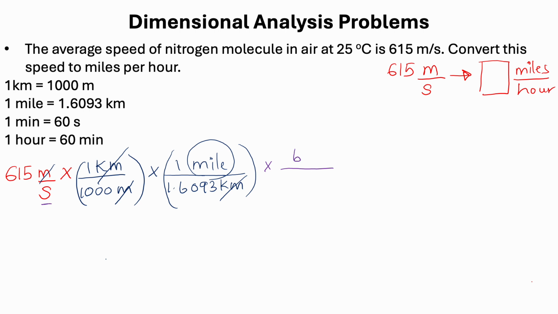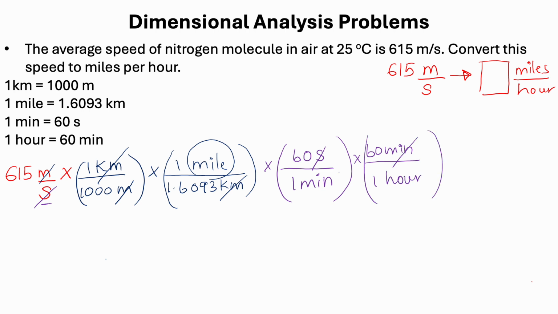Therefore, 60 seconds equal 1 minute, to cancel out the seconds and seconds. Then you have minutes as the denominator. So 60 minutes will equal 1 hour. Minutes and minutes will cancel out. Now you can see we are ending with hours as your time unit.